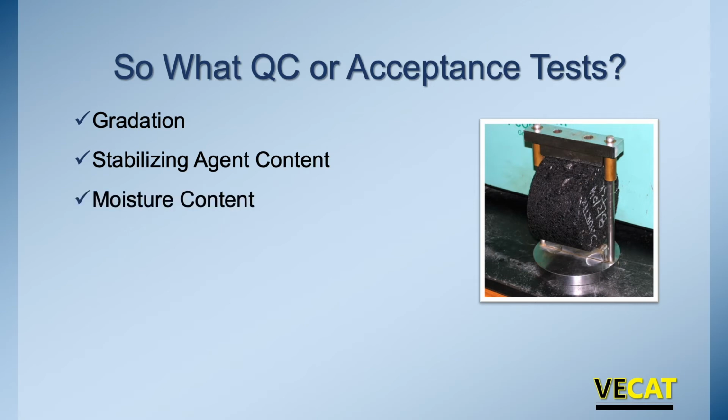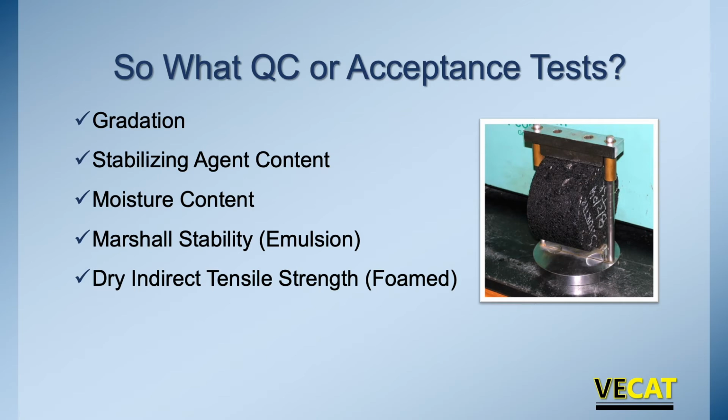We're checking moistures. Moisture is very important for these to be successful during production, because with the right moisture content, it aids in the compaction out in the field to get density. We're looking at Marshall stability numbers if we're doing emulsions. So that is one of the testing requirements and acceptances in the lab: Marshall stability. How strong is it? If it's foamed, we're looking at the dry indirect tensile strength. So since it's two different types of stabilizing agents, it's two different types of tests that have different criteria. And we'll touch on those in just a moment.